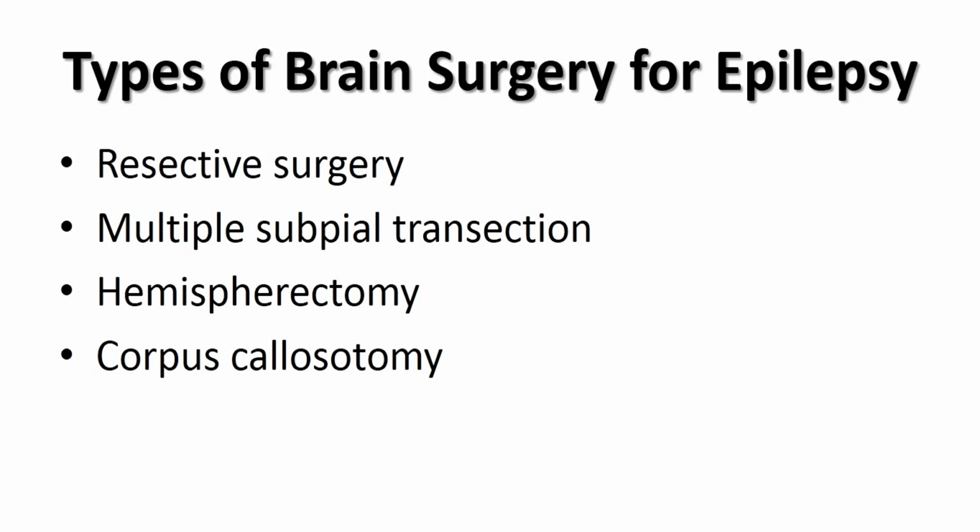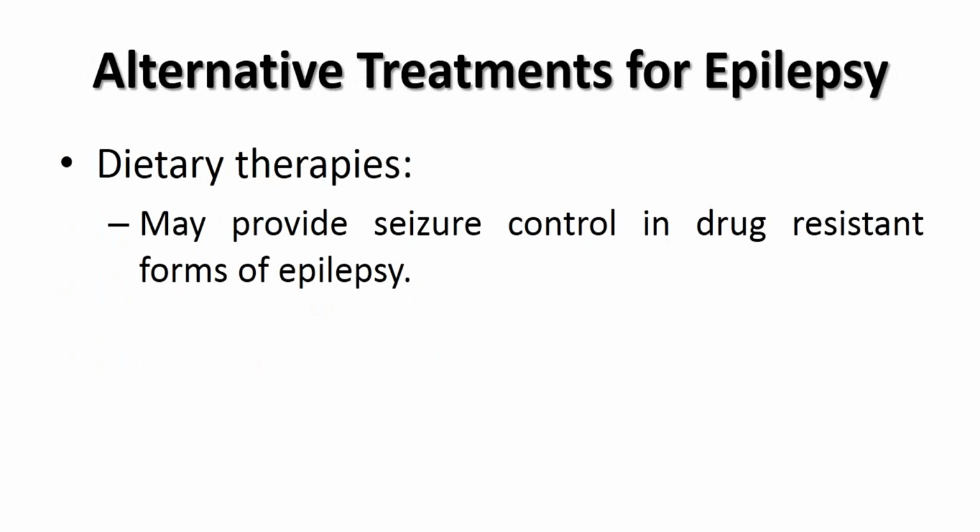Now, what are the alternative treatments for epilepsy? Some of the alternative treatments, and this can be asked in the exam, involve a lot of biochemistry. Among the alternative treatments for epilepsy are dietary therapies. What do the dietary therapies do? They may provide seizure control in drug resistant forms of epilepsy. You take medicine, but the drugs are resistant, surgery is not possible, so diet therapy can also help.